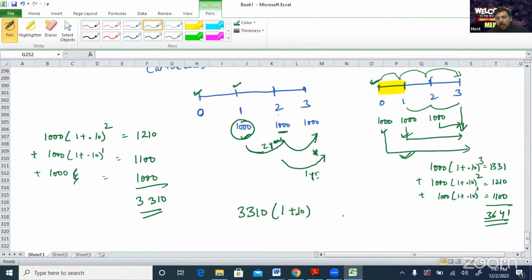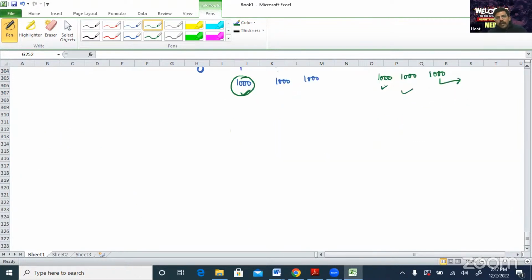So that is coming how much? 3641. So from the ordinary annuity future value, if I want to reach here, how can I reach? I can simply compound this cash flow for 1 extra time period. Whatsoever is the future value of ordinary annuity, if I compound it for 1 extra period, it will give me future value of annuity due.